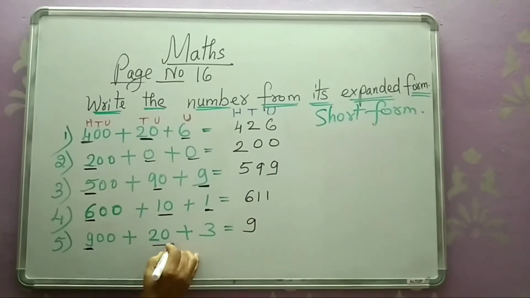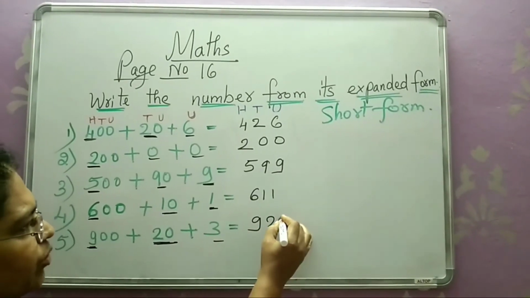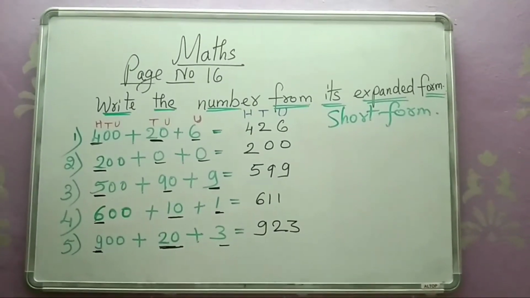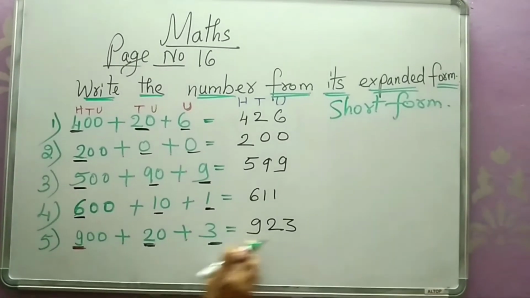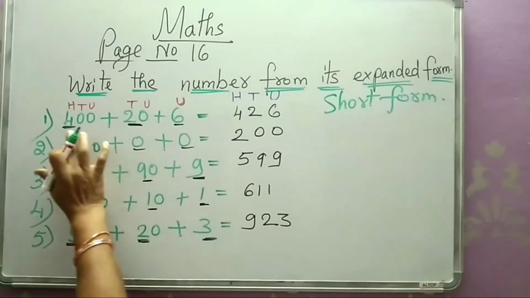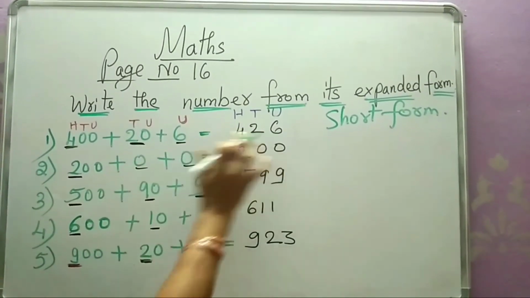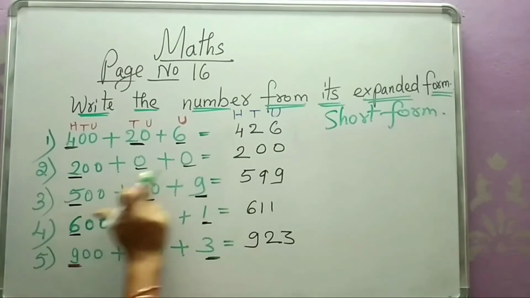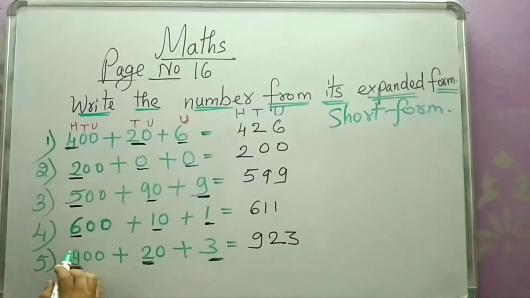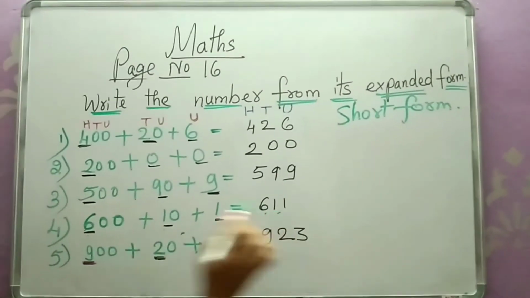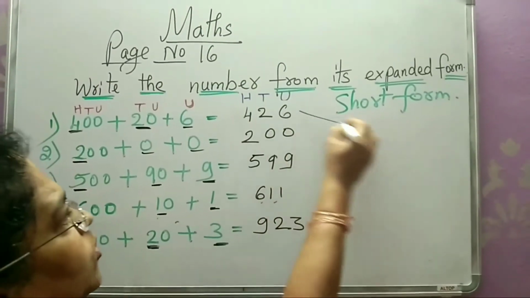Now here 900. 9, 20, 2 tens, 2 and 3, 923. You can write the first digit of this number, that is 9, 2 and 3. See here also, first digit of this number, 400 is there, 4, then 2 and 6. Here 2, 0 and 0. Here 5, 9 and 9. Here 6, 1 and 1. First digit you can write here. You can add this number also.